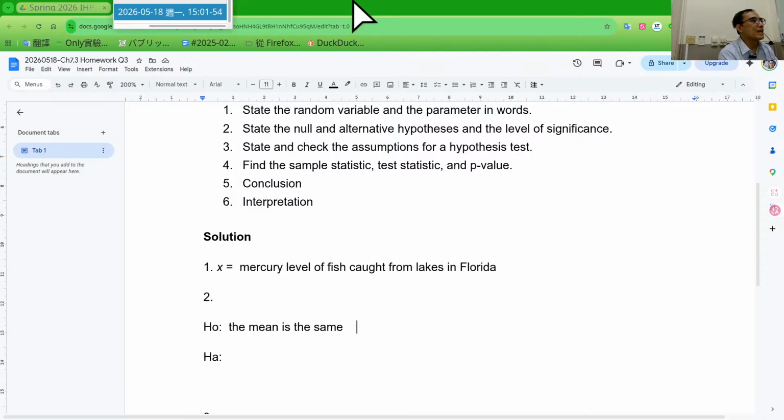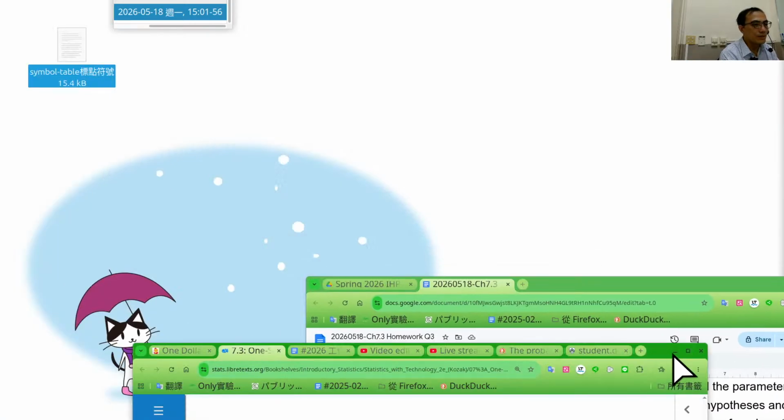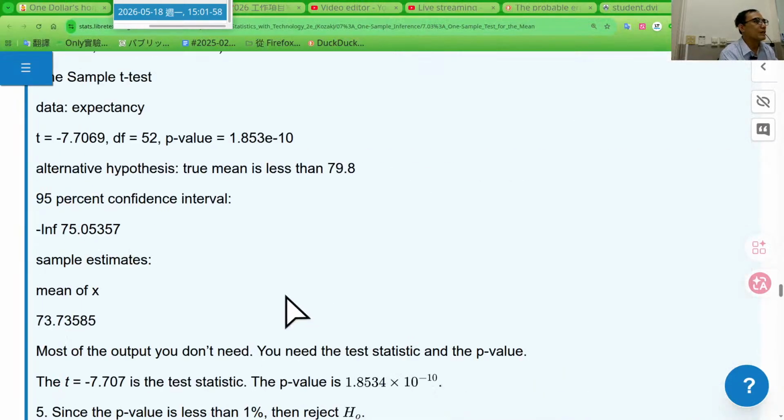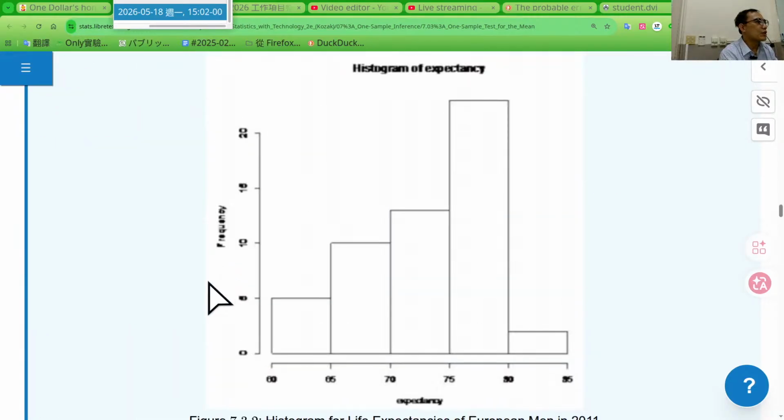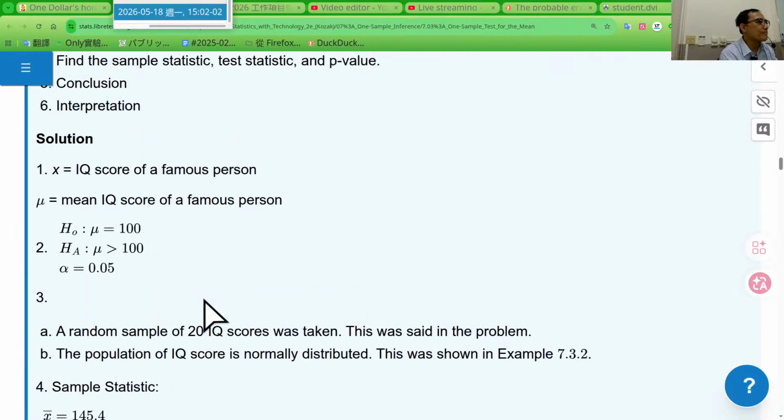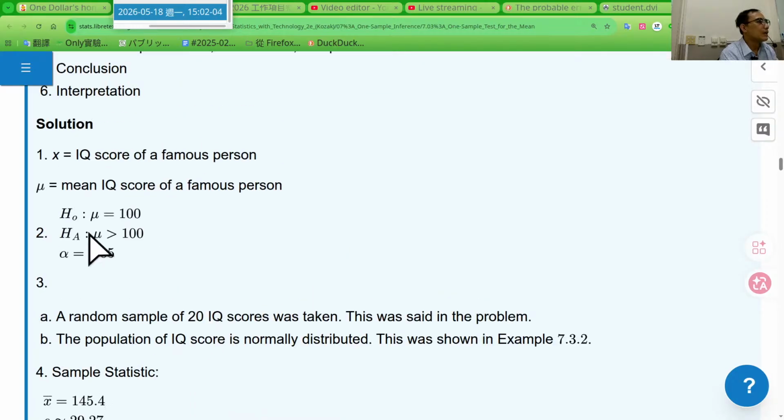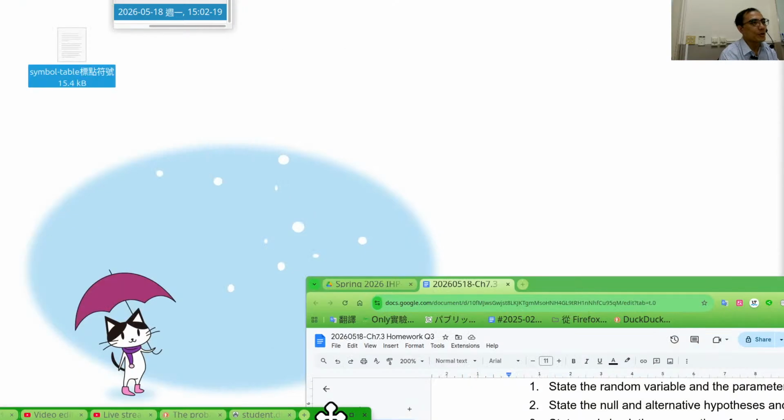Yeah, we can imitate the information above as in question 7.3.1. Null hypothesis: mu is equal to 100. Alternative hypothesis, sorry, I cannot just copy and paste. Mu is greater than 100. We can imitate the format like this one.